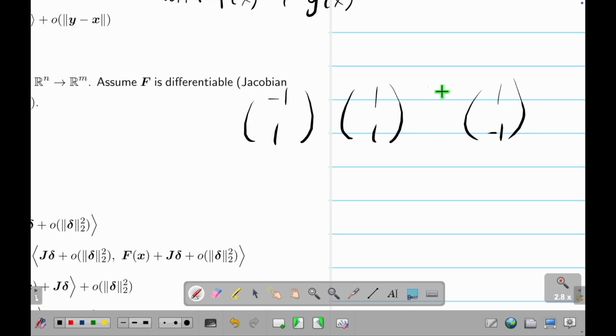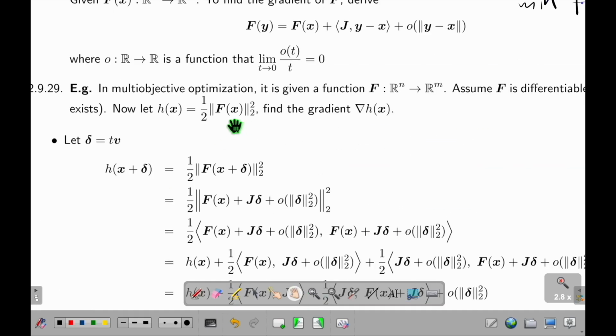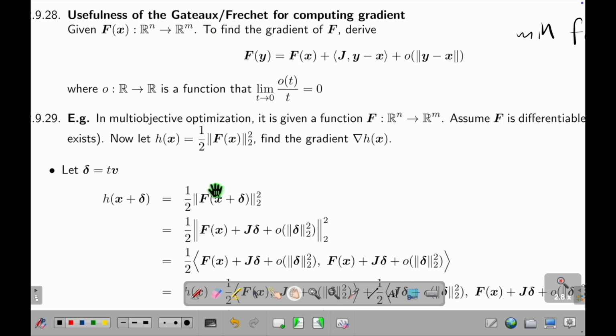For example, which is larger, which is smaller? We don't know. The idea is like with complex numbers: you cannot say 3 plus 4i is larger than 5, right? We don't know. So we have to turn it into a number. For multi-objective, we do this. This is f, its output is a vector, then we just take the norm of the vector, then it's a number. Then we can now have optimization.